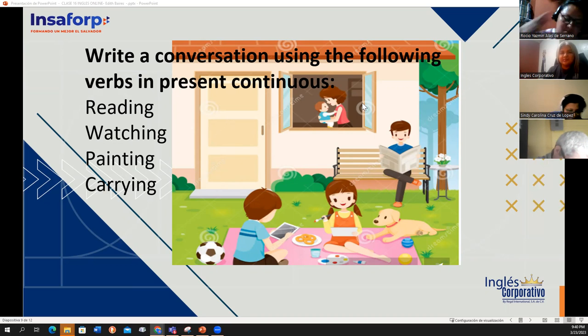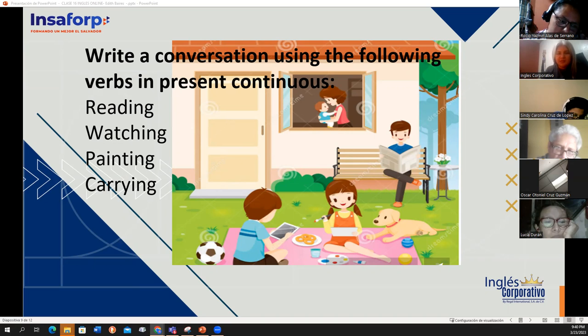Correct. That is correct. Teacher, ¿no se pueden otros verbos, solo esos tienen que ser? No, usted puede usar más, pero esos son los principales. Teacher dijo que podían ser oraciones, ¿verdad? Sí, puede ser oraciones como un pequeño párrafo o puede ser un diálogo, como usted lo sienta más fácil.